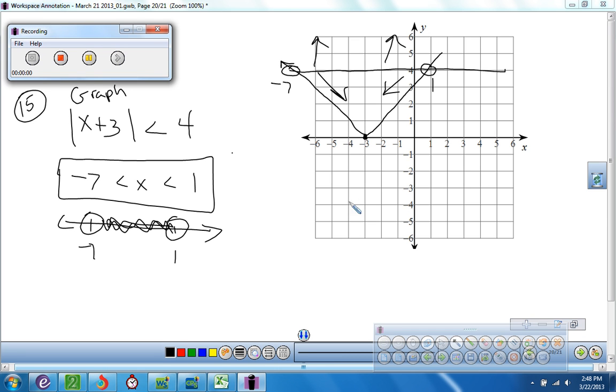Alright, here I'm going to continue with 15. If you need help with this, you can go back to the other video. I just wanted to show you how I can come up with the same answer algebraically.